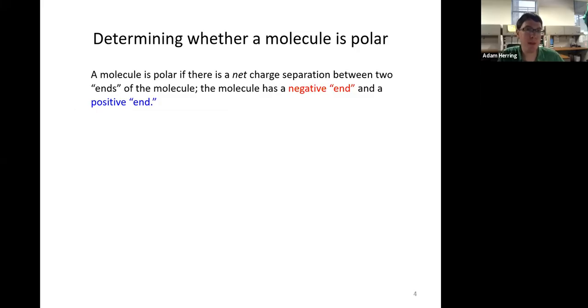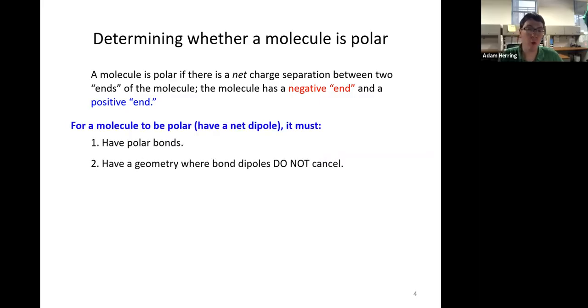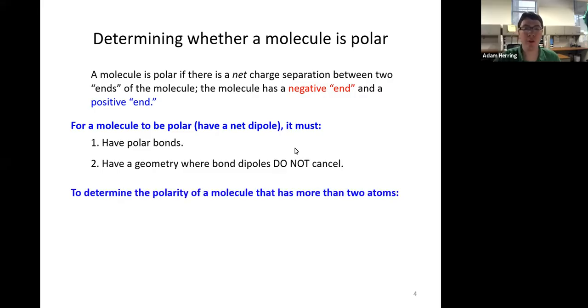So let's talk about what it means for a molecule to be polar. This occurs when there is a net charge separation between two ends of the molecule. Thus, the molecule will have a negative end and a positive end. In order for the molecule to be polar, or to have a net dipole moment, it must meet two criteria. It must have polar bonds, and it must have a geometry where the bond dipoles do not cancel.